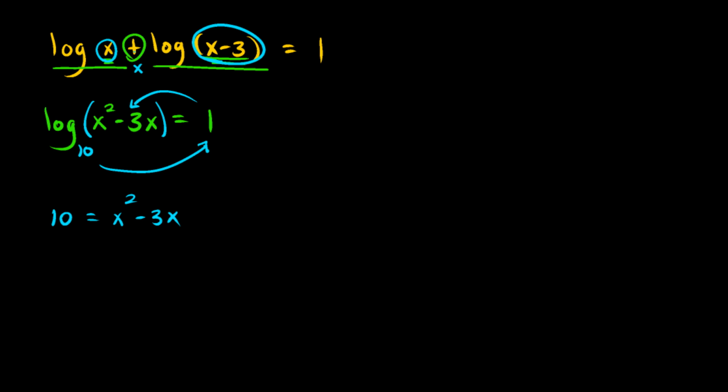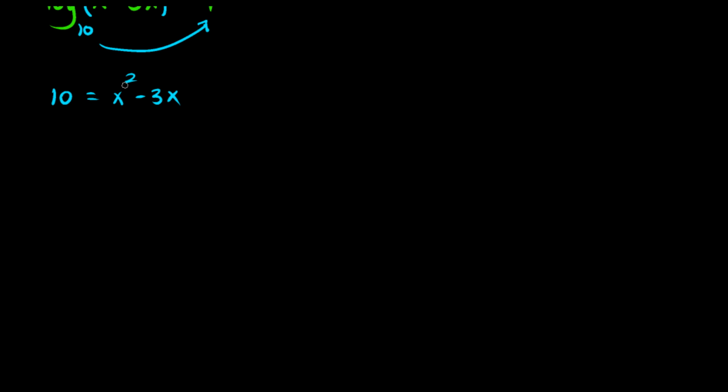So this is a quadratic, and we can tell that by the x squared. Whenever you're trying to solve a quadratic, you want to get everything on one side. So we would have x squared minus 3x minus 10 equals 0.